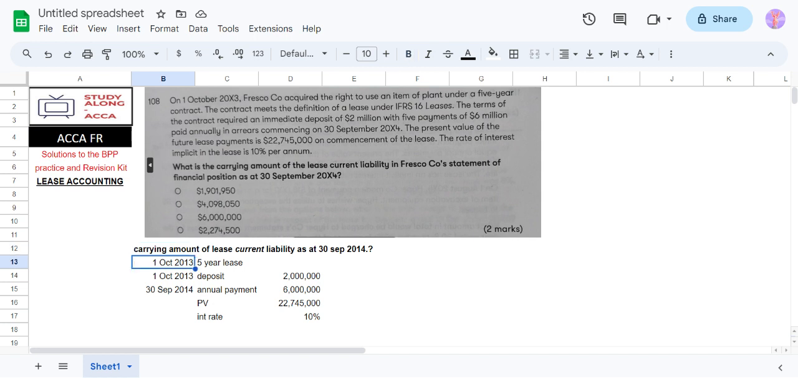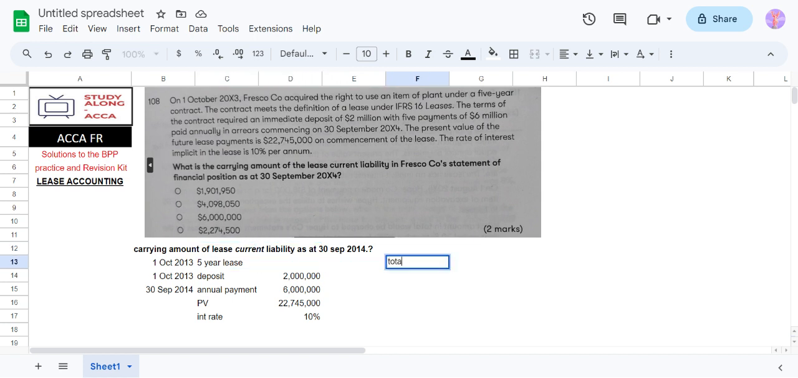So the relevant facts from this question are: on 1st October 13, they entered into a 5-year lease. On the first day, they made an initial deposit of 2 million, and then they had an annual payment of 6 million that they will pay for the next 5 years. Every year at the end of the year, they will pay 6 million. Present value of the future lease payments is 22,745,000, and the interest rate is 10%. So these are the given facts. So how much is the current liability?